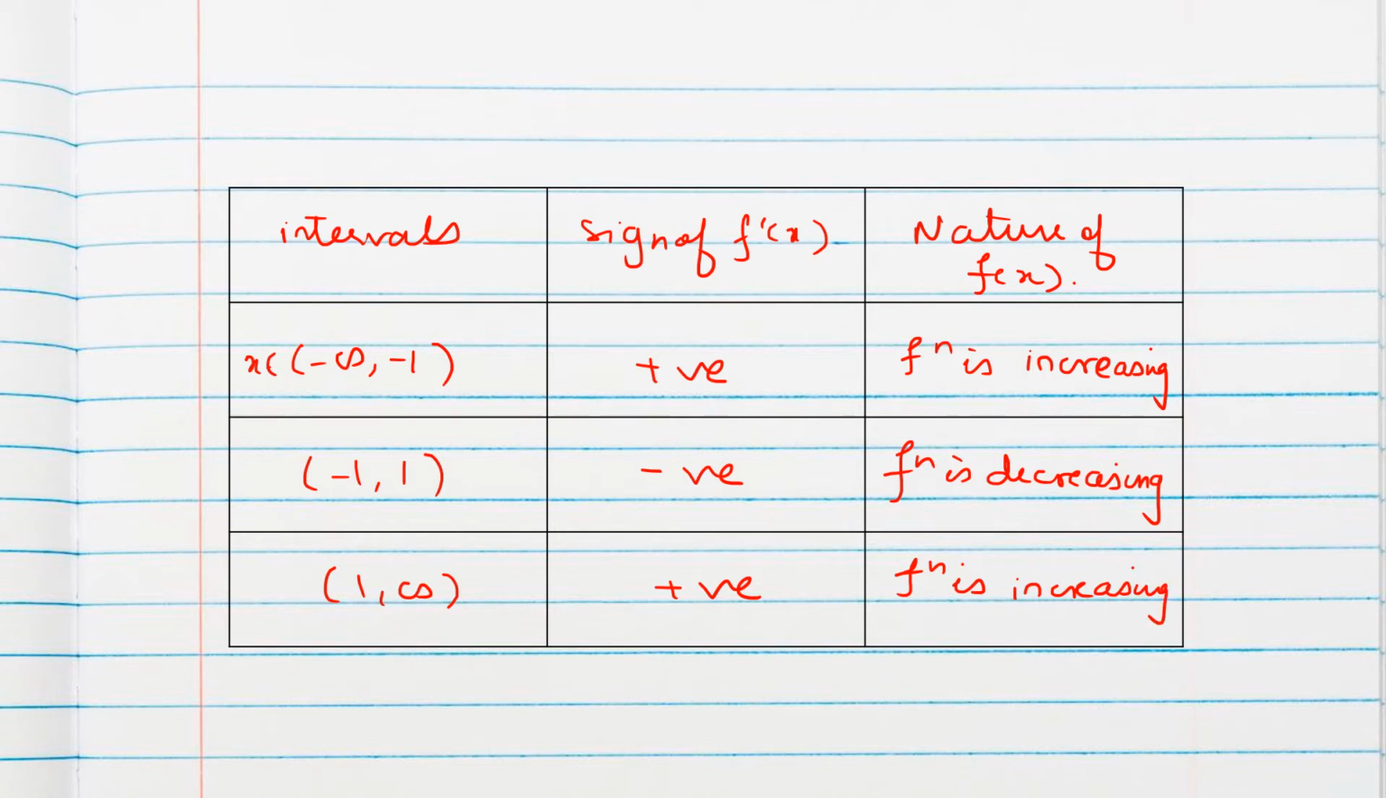So in the first part of the question, the function is increasing in which interval? So we can write minus infinity to minus 1 and 1 to infinity. And for the second part, in which interval it is decreasing, we can write minus 1 to 1.